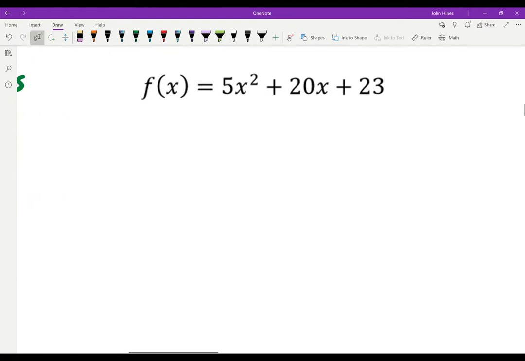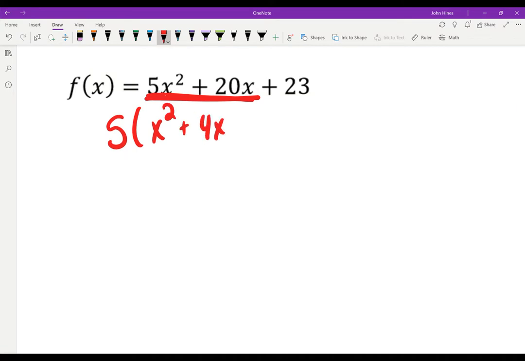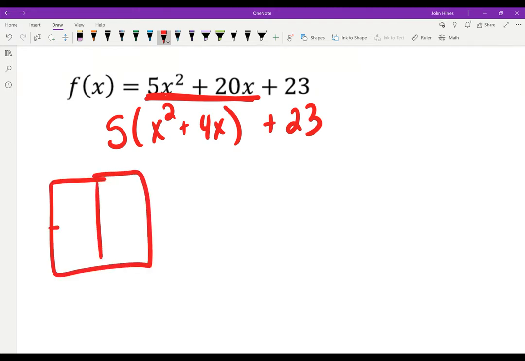All right, let's do a little bit trickier question here. This 5 is a problem, so what do we do? We factor it out. We factor that 5 out, divide by 5, divide by 5, and we leave that 23 alone. So draw me a box so we can complete the square with this. X squared, cut the middleman in half.